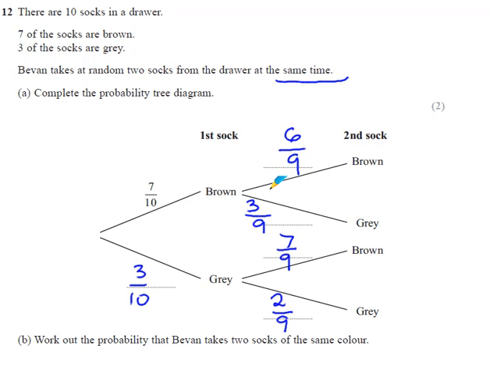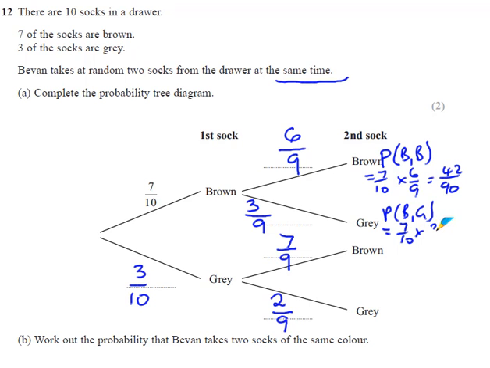Okay. So we've now got the probability that he gets a brown and a brown, which, if you follow along the branches of the tree diagram, is 7 out of 10 multiplied by 6 out of 9, which is 42 out of 90. The probability of a brown followed by a grey is 7 out of 10 times 3 out of 9, which is 21 out of 90.